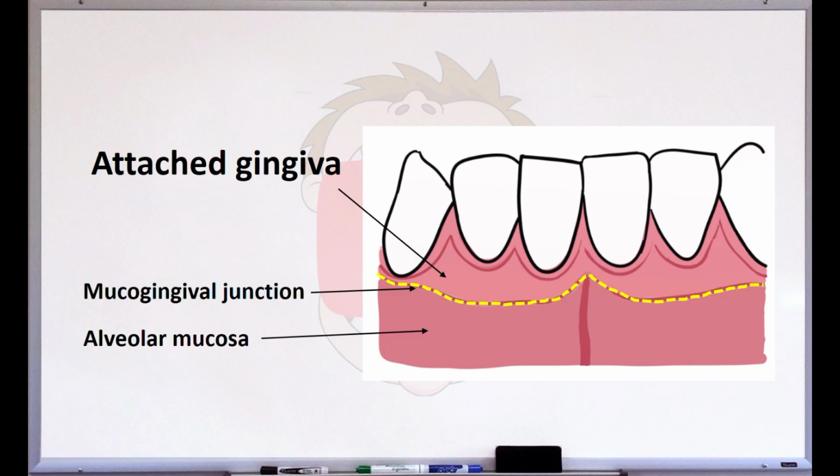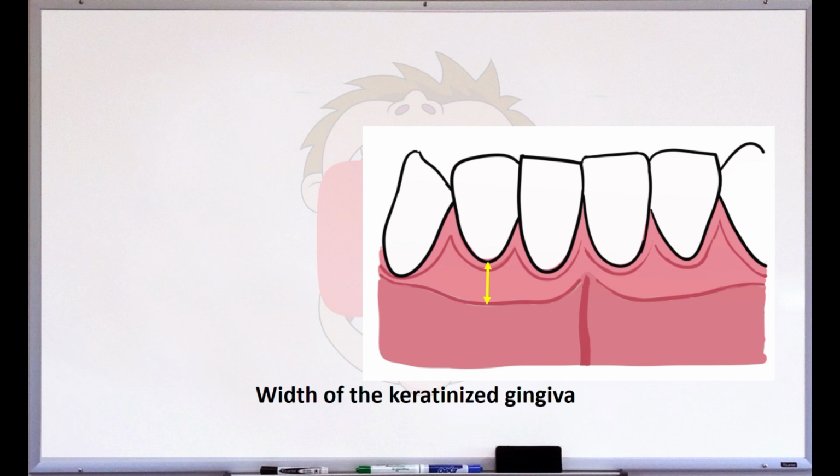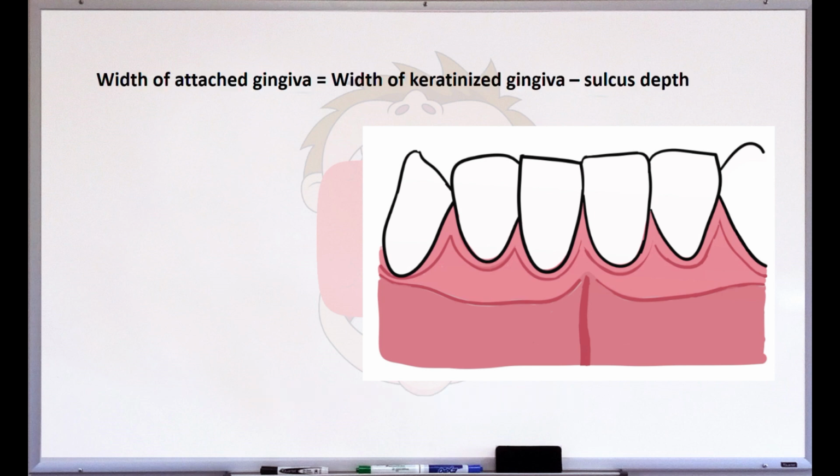The width of the attached gingiva is the distance between the mucogingival junction and the projection on the external surface of the bottom of the gingival sulcus or the periodontal pocket, whereas the width of the keratinized gingiva also includes the marginal gingiva. So the width of attached gingiva can be calculated by subtracting width of keratinized gingiva from sulcus depth.